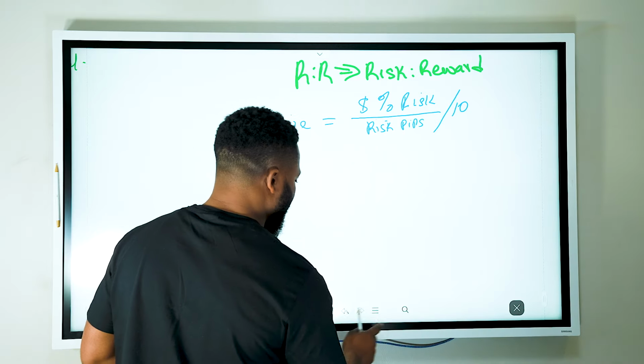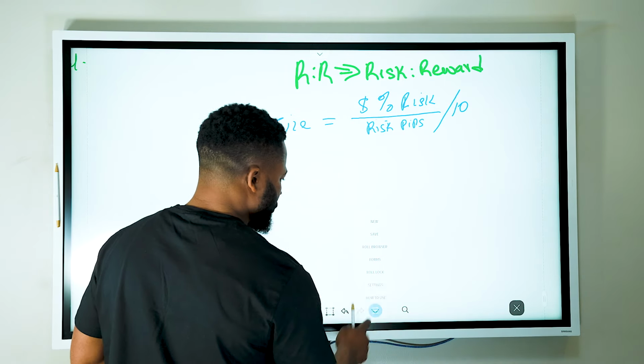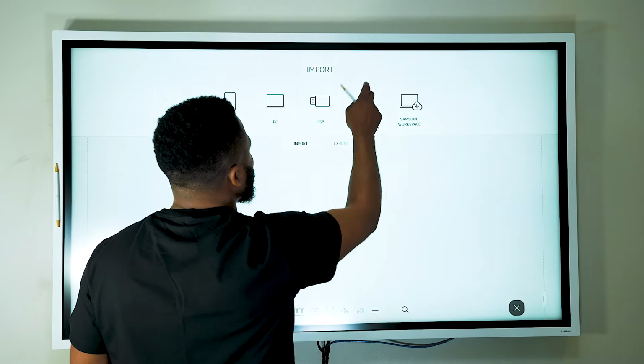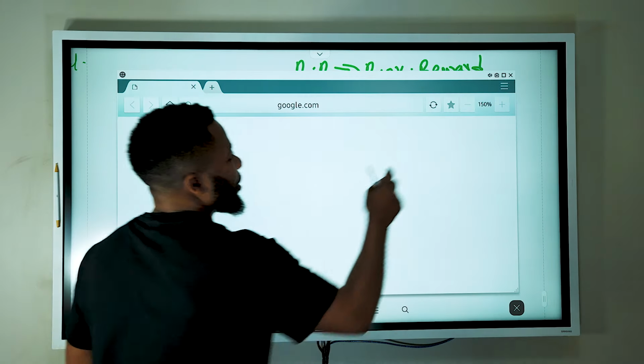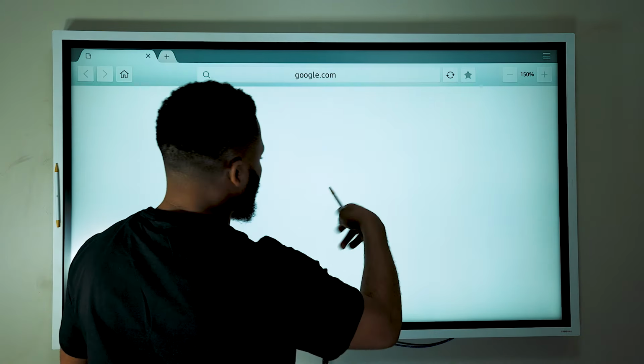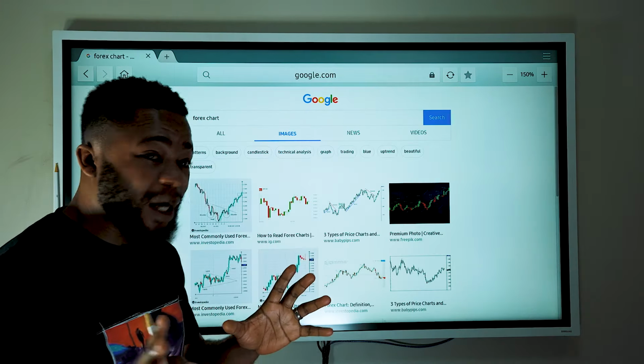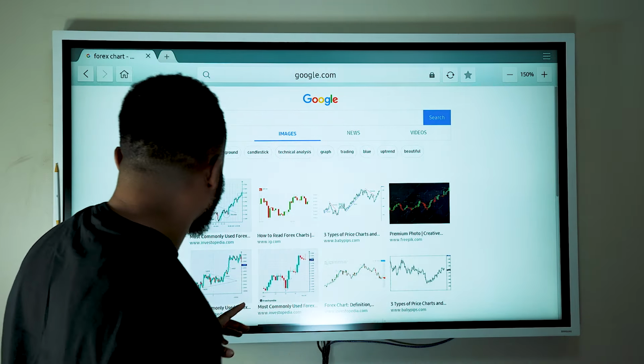Let's just quickly go on the internet and we'll get a chart. I'm just waiting for Google to load. Anyway, let's just type here quickly. I want to use one chart so that I can show you a typical example.